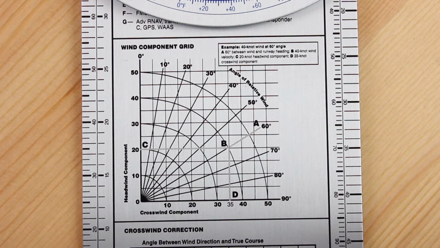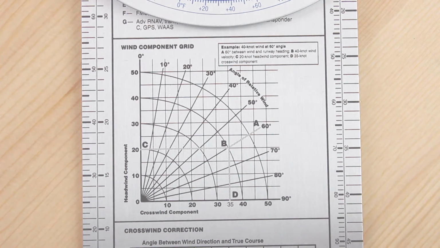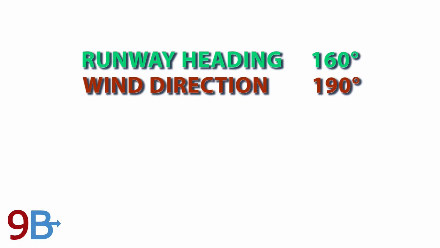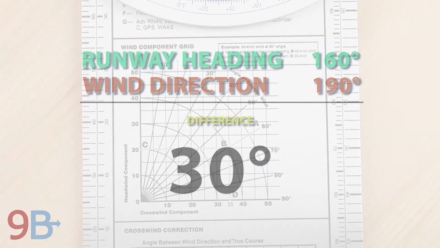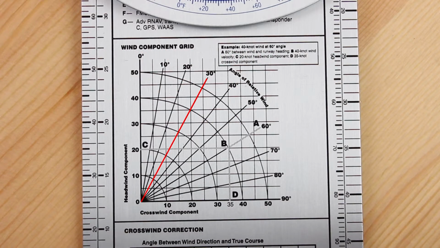In order to use the wind component grid, we need to figure out what the difference between runway heading and the wind direction is. We know that we're using 16, which means the runway heading is roughly 160 degrees, and the winds are from 190, and that's a difference of 30 degrees. So locate the 30-degree line towards the outside of the grid.